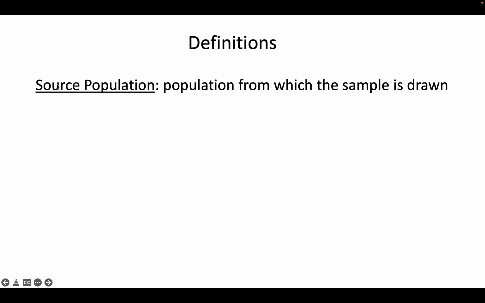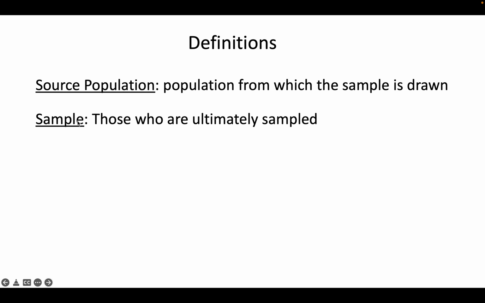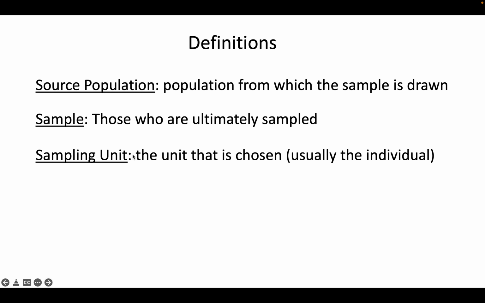The source population is the population from which the sample is drawn, like that whole town I was talking about. The sample is those who are ultimately sampled, so those who are ultimately chosen. The sampling unit is the unit that is sampled. That's kind of self-explanatory, but in my previous example, you might be choosing individuals from a city. It's also possible you might be sampling houses. So the unit is what is sampled from the source population.